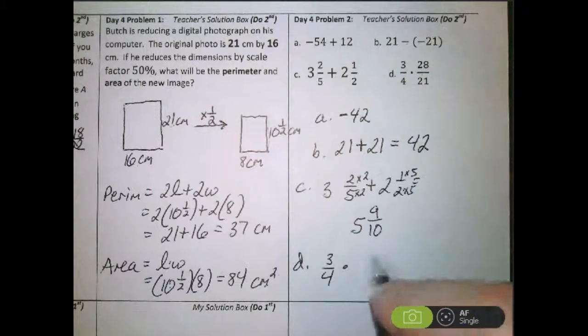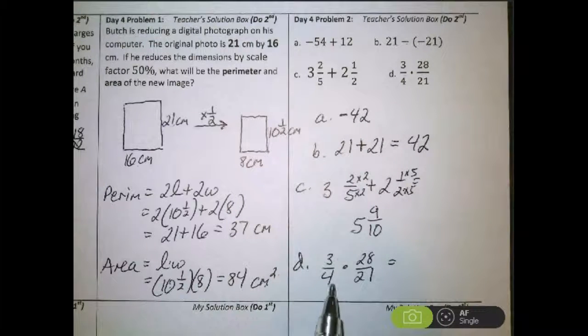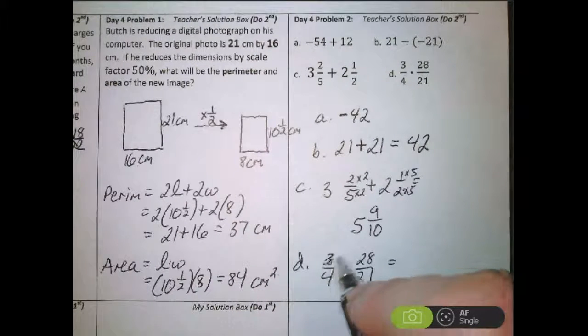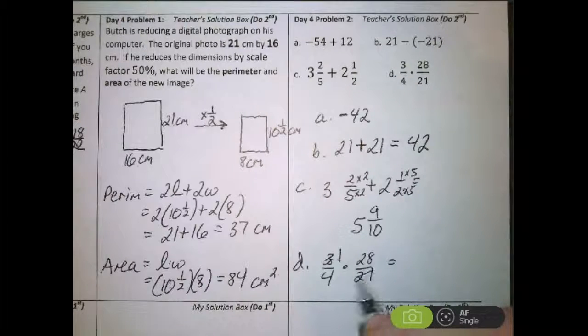Question D, multiply these fractions together. 3/4 times 28 over 21. We could multiply straight across, and then simplify the final answer. But if we can do some simplifying ahead of time, that will make it easier in the long run. So 3 and 21, these reduce. 3 divides by 3, leaving 1. 21 divides by 3, leaving 7.